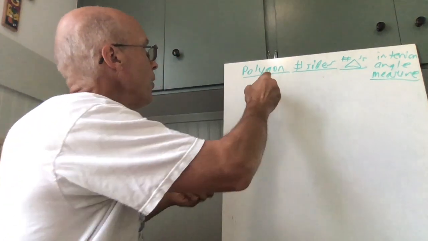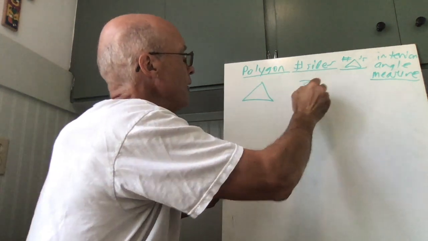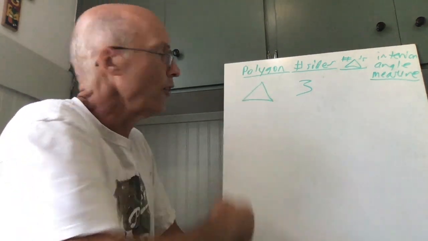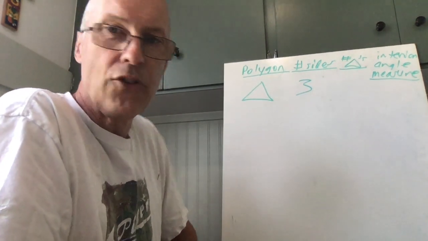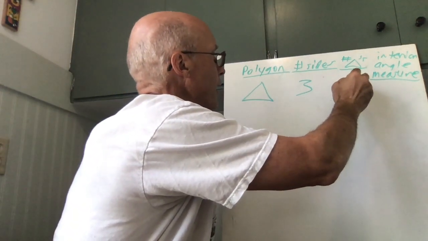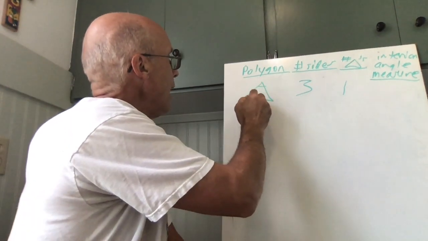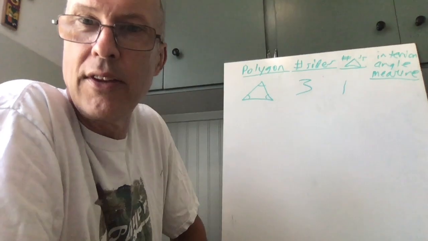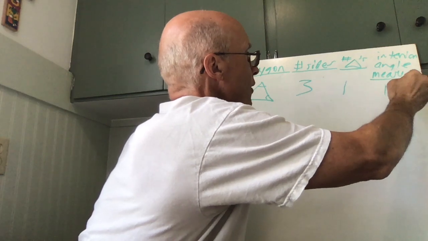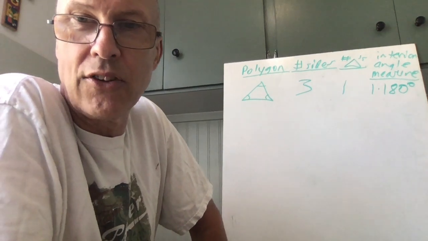So let's start with just a simple triangle. We've got three sides. I can't draw any diagonals. Does that make sense? So the number of triangles that I get here when I draw diagonals is one triangle. And of course, you know that when you add up the angles inside, the interior angles, it's 180 degrees. Or I can say 1 times 180, and you'll see why I did that in just a second.